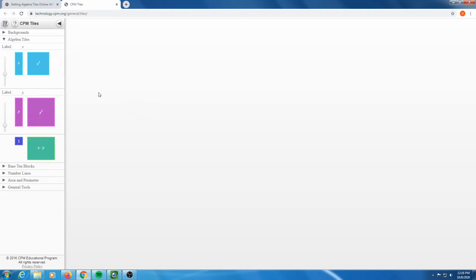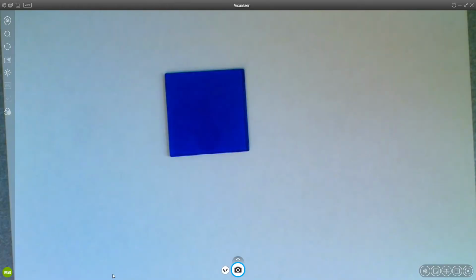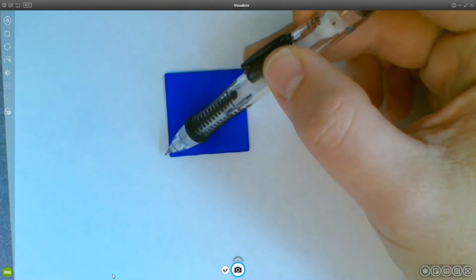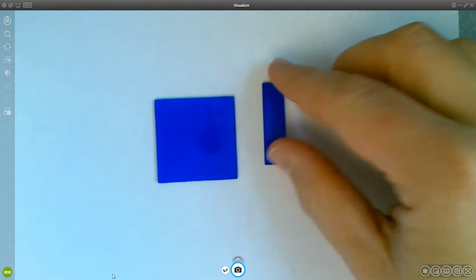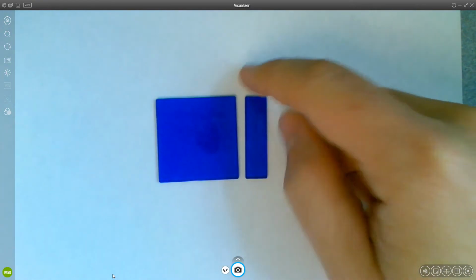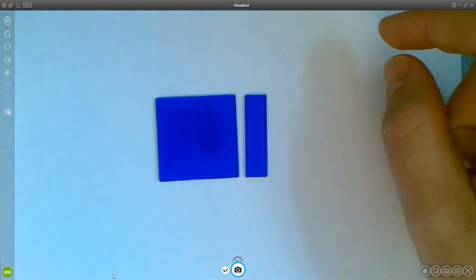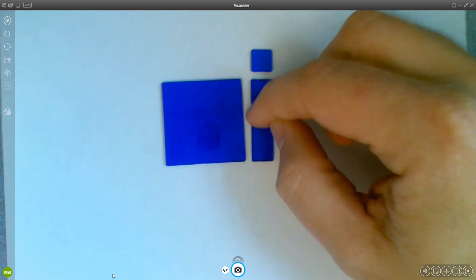You can see the value of the tile is written on the tile. On the physical ones that I have, the value of the tile is actually not written, but you can figure it out because these tiles all have a particular length and a particular width. So actually, let me pull out this tile first. Notice that this tile here has the same length as this tile, but it has a different width, right? And then notice I've got a little tiny tile here. Now this has the same width as this tile, but not the same length.